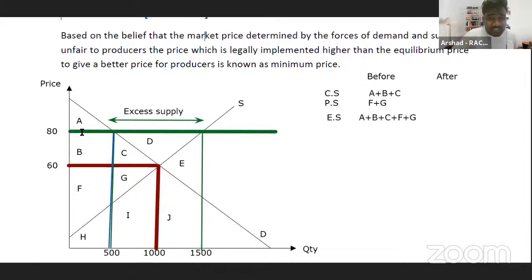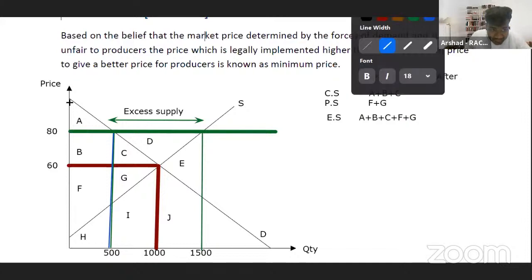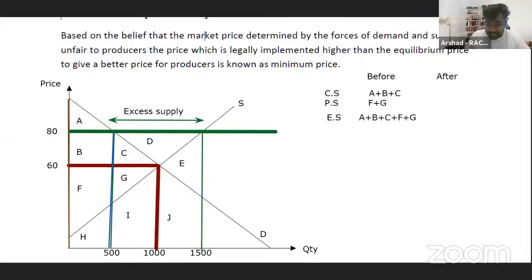Now tell me, in this context, the price is 80. What is consumer surplus? Remember, always the difference between what the consumer is willing to pay and what he actually pays. He is willing to pay how much? He is willing to pay this entire part, right? He's willing to pay this much. But how much does he actually pay? He actually pays only this much. So what is his surplus? Willing to pay A, B, F, and H. Actually paying only B, F, and H. So how much is the surplus? His surplus is only A.